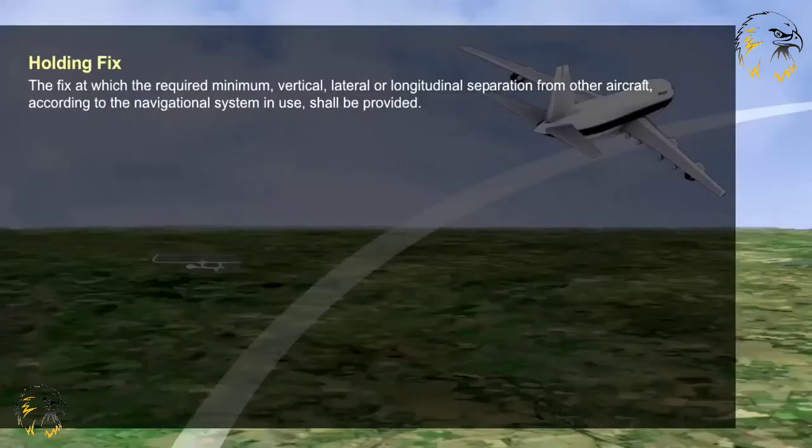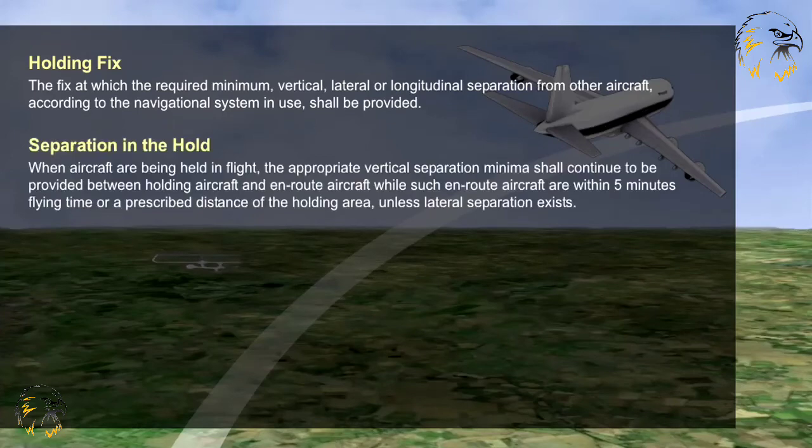The holding fix: the point at which the required minimum vertical, lateral, or longitudinal separation from other aircraft, according to the navigational system in use, shall be provided. Separation in the hold: when aircraft are being held in flight, the appropriate vertical separation minimum shall continue to be provided between holding aircraft and en route aircraft, while such en route aircraft are within 5 minutes flying time of the holding area, unless lateral separation exists.